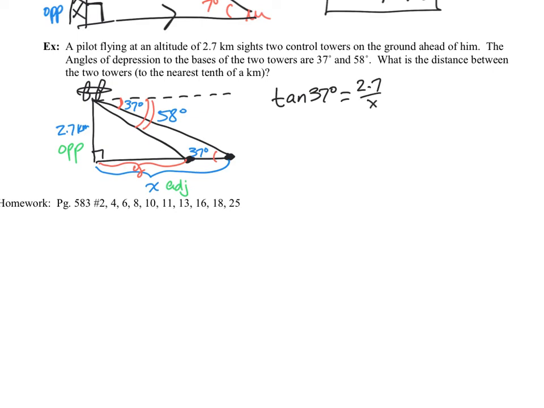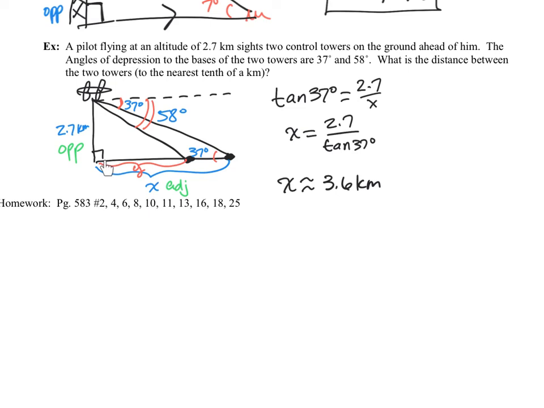So now remember, when you have a variable in the denominator, we can just switch places with the tangent of 37 degrees. So we would have X is equal to 2.7 divided by the tangent of a 37-degree angle. So if you grab a calculator and find that answer to the nearest tenth, it would be 3.6 kilometers. All right, so that has given us an answer for X.